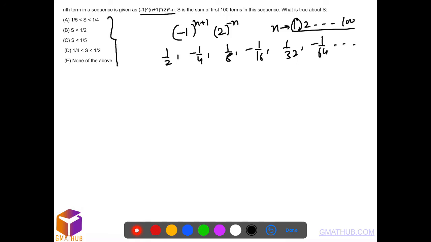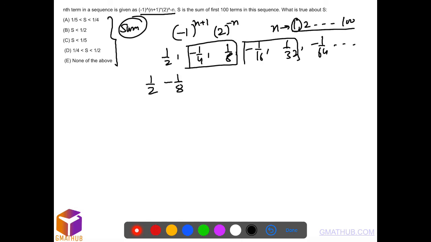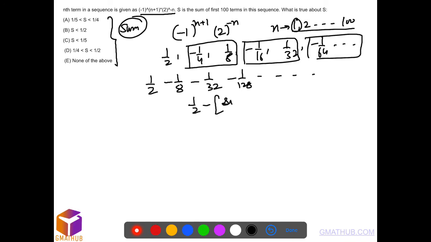So again, we need to find a range for the sum. Now if you take 1 by 2, what will be the sum of the next two terms? Minus 1 by 8. Sum of the next two terms, minus 1 by 32. Sum of the next two terms will be minus 1 by 128 and so forth. That's 1 by 2 minus some very small fractions. The value of the fraction will keep decreasing. So the sum has to be less than 1 by 2 for sure. Be it a very small difference, it will be less than 1 by 2.